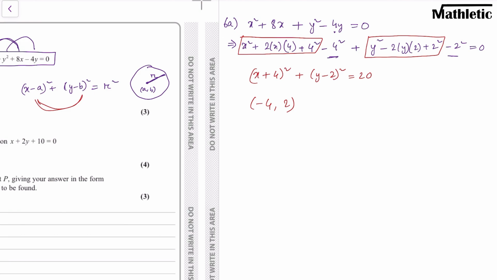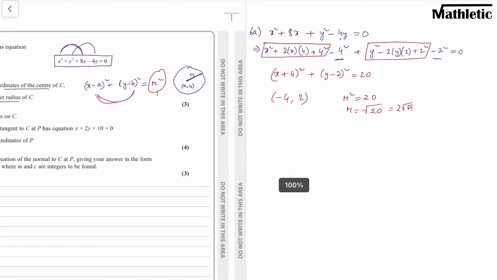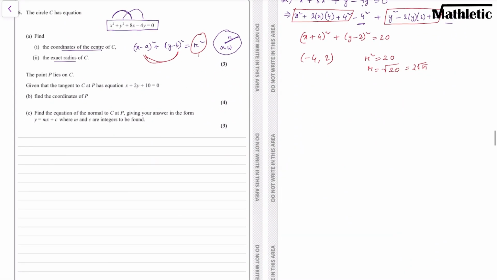So the coordinate of the center is this, and at the right side you have r square, so this 20 is actually r square, so r is root over 20, which is 2 root 5. So that's a1 and this is a2.